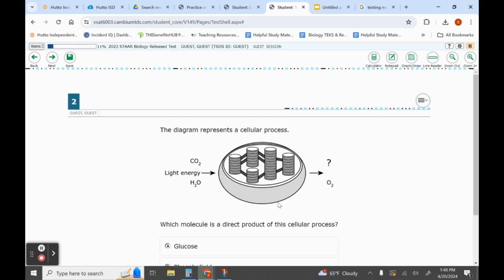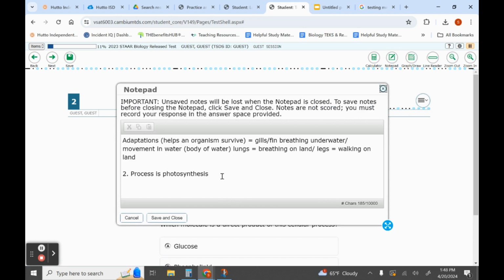So now I go to my answer choices. We're looking at what's a direct product, what comes out of this. So I'm going to make my note here. What comes out of photosynthesis? Well, before I look at any answer choices, what comes out of photosynthesis? Oh, okay, cool. Plants make oxygen for us to breathe. And they give us glucose. Those are 2 things we get, right?